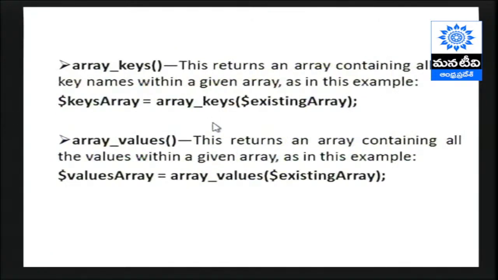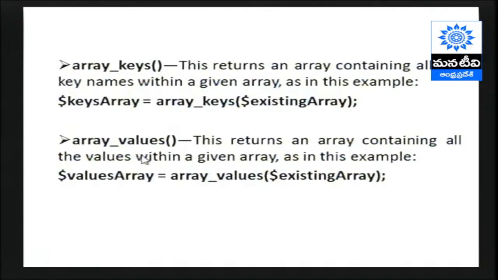And sometimes we need to access what keys are present in an array. For that, PHP provides us a library function called array keys. This is the function which returns all the keys within a given array as an array. So this helps us to separate the keys that are present, and the values that are present can be known with the help of array values.